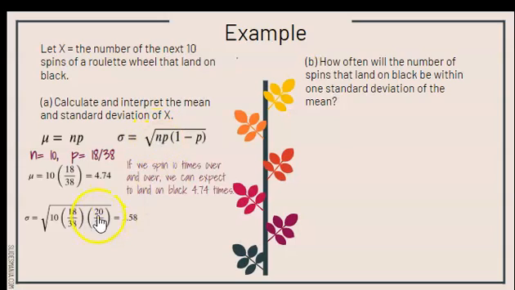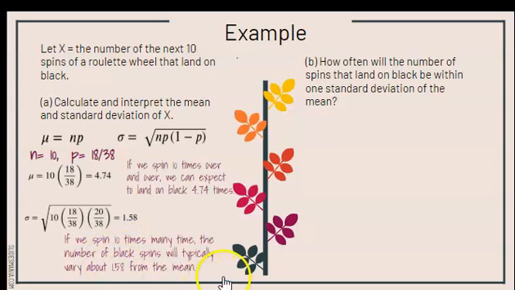Now for standard deviation, plug in my n, probability of success, and its complement, and do all that calculation in my calculator. I get 1.58. To interpret standard deviation, I would say if we spin 10 times, many times, the number of black spins will typically vary about 1.58 from the mean. So notice the phrase, will typically vary from the mean. It's always part of your interpretation.